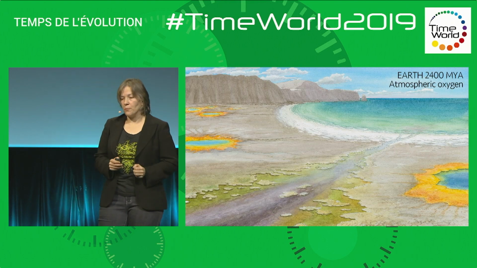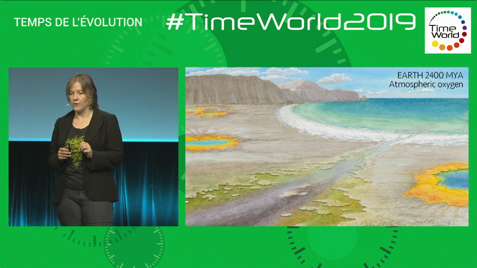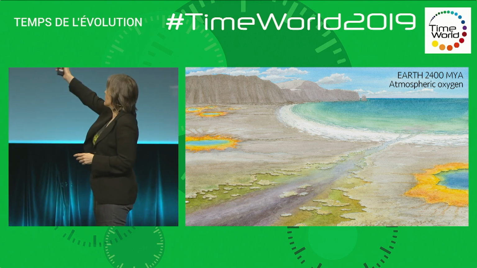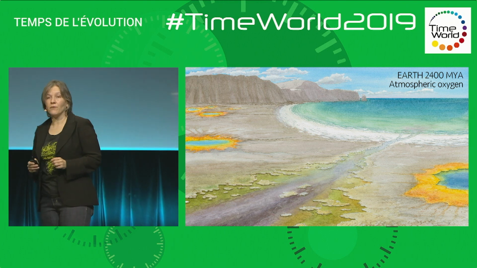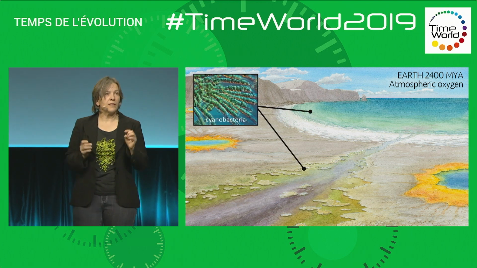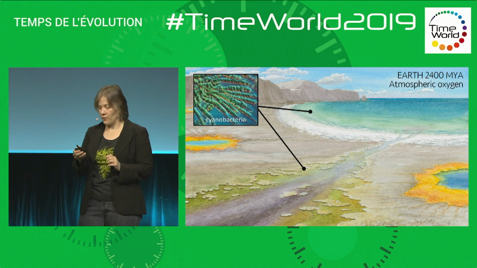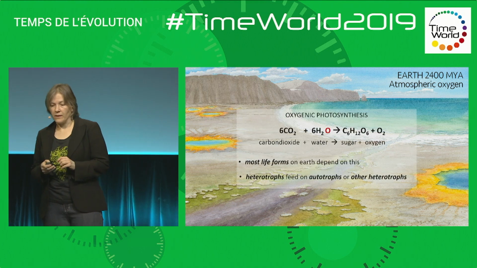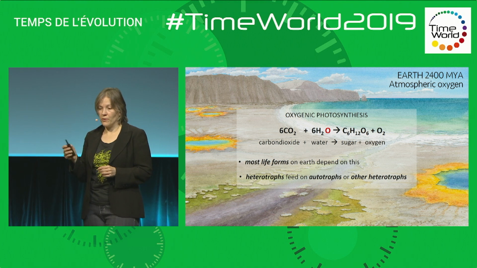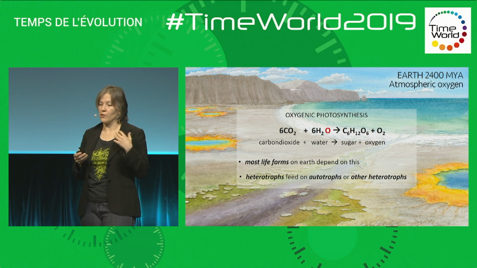So now we go much further forward in time. We're now looking at a 2.4 billion year old landscape. And you can see some green things here in the front, and those might very well represent cyanobacteria. Cyanobacteria are microorganisms that do use oxygenic photosynthesis. And I'm going to show you a formula again. You see CO2 with water together through the process of photosynthesis form sugar and oxygen.